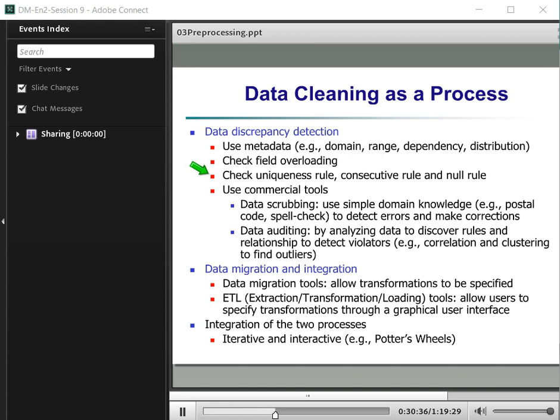What about null rules? Can we accept null values in my data sets? In some cases, yes. For some attributes, we can accept null values. But what about the rest of the features? In some cases, we cannot accept null values.